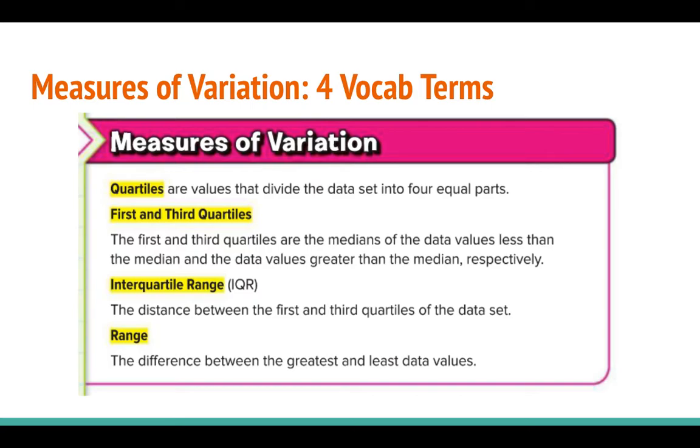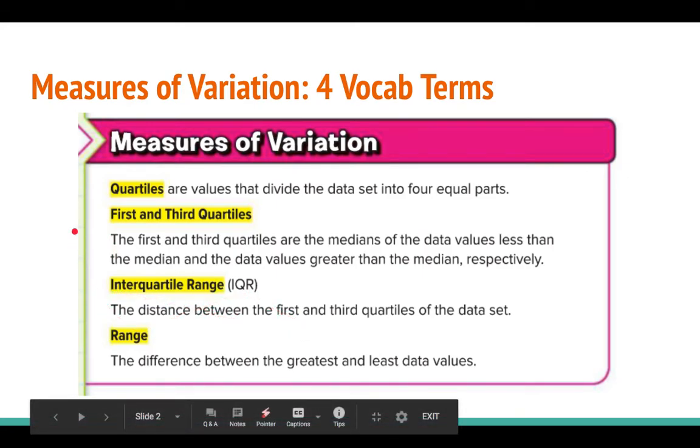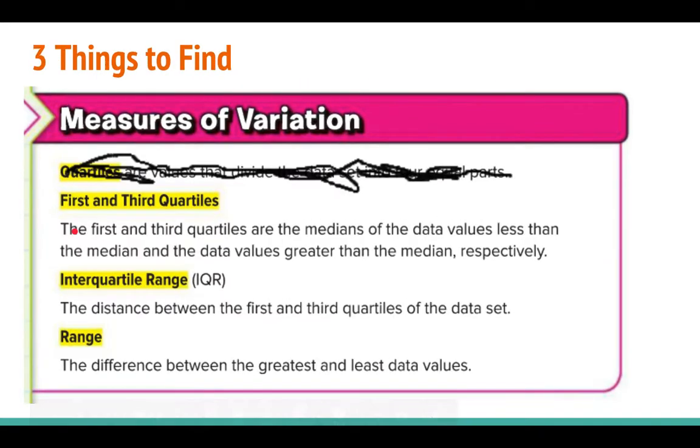I'm going to start us off with 4 vocab terms, and I'm going to add a 5th vocab term at the end. This slide is a lot of information. We're going to go through it individually. I'm going to point out one, this very first definition, which is the word quartiles. That's just the concept of dividing a data set into 4 equal parts. Really, that's a conceptual vocabulary term. You don't have to find that on your work this week. What you do have to be able to find are the first and third quartiles, the interquartile range, or the IQR, and the range. And I'm going to show you how to do each of those. So we really don't need the word quartiles.